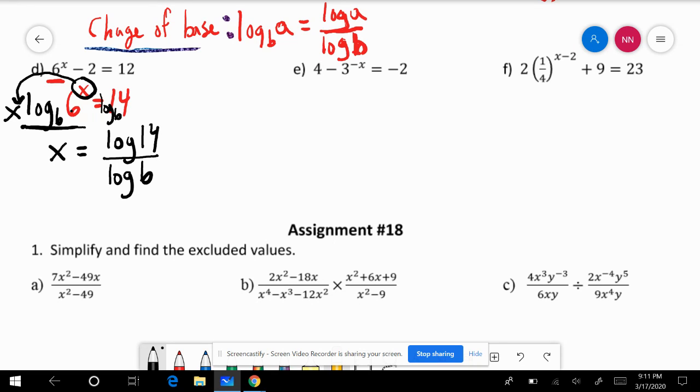Now, just as a reminder, the change of base formula I have right up here. Log base b of a is equal to the log of a divided by the log of b. And that's what the change of base formula is. What we're going to do is use our calculator. So we take our calculator out, we find the log of 14 divided by the log of 6, and that gives us 1.47.